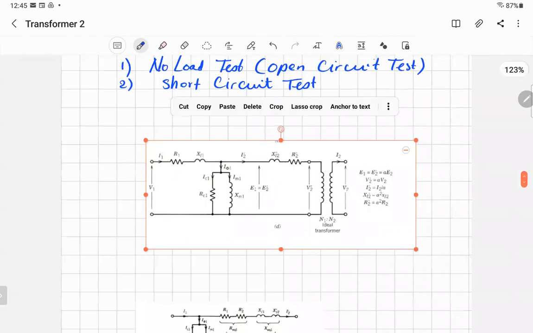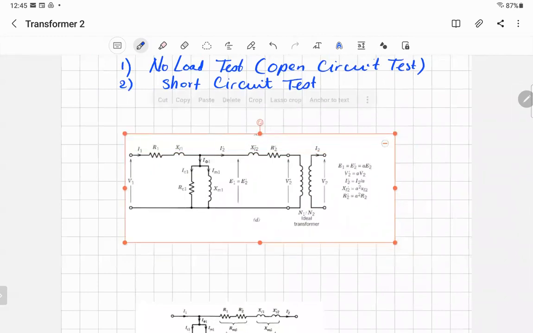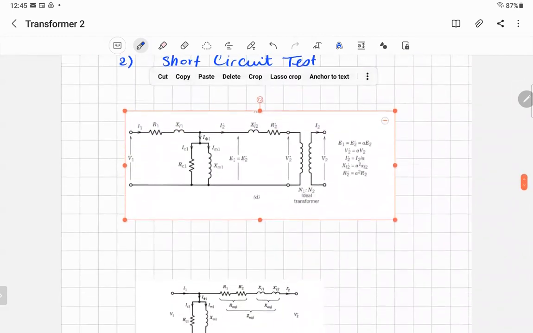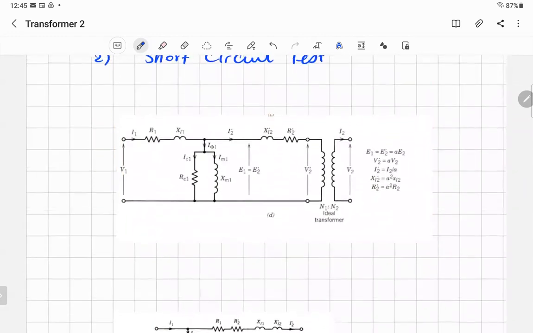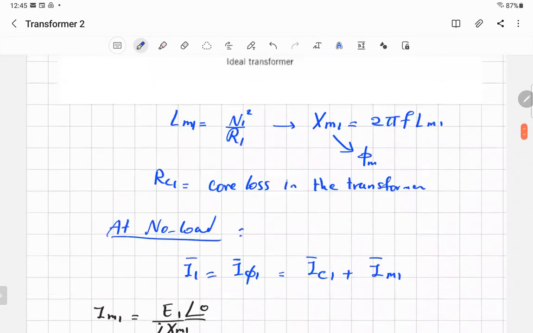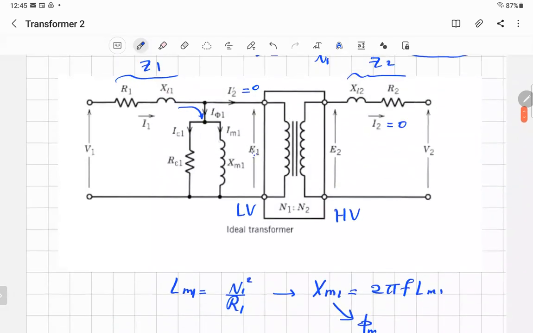Let me show you. When you do the equivalent circuit, I showed you here, that's exactly what's happened. You are going to add this branch and observe that you have R1 and X1 here, and on the other side R2, X2. But when you analyze the circuit, it's always better to move everything to one side.